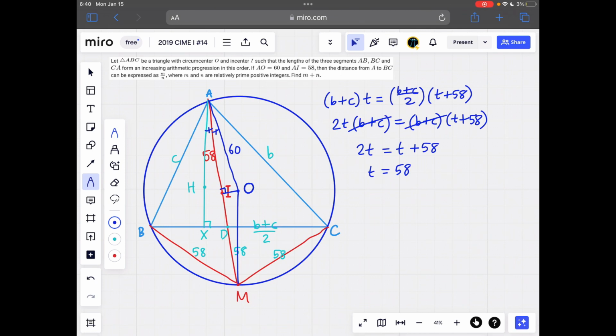And therefore, since two of the angles are equal, the third must be equal as well. The angles at X and I are both right angles, and the angles at A are equal. Therefore, these angles are also equal. And therefore, we conclude that triangle AXD is spirally similar to triangle AIO. So the distance from A to BC that we need, which is AX, is equal to AD times AI over AO.